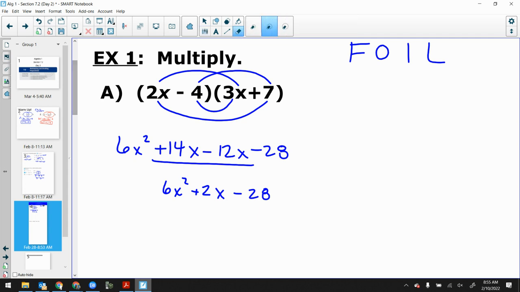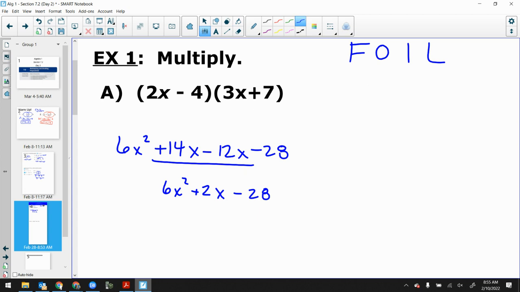Think about it. Watch all these markings that I have here. If I wanted to do the firsts, that's 2x times 3x. If I wanted to do the outers, that's 2x times 7. If I want to do the inners, that's negative 4 times 3x. And then my last is negative 4 times 7. That's just the distributive property, right? It's just a catchy way to remember to do each piece. It's not like I made up some new type of multiplication. It's just a tricky way to remember how and in which order to multiply.